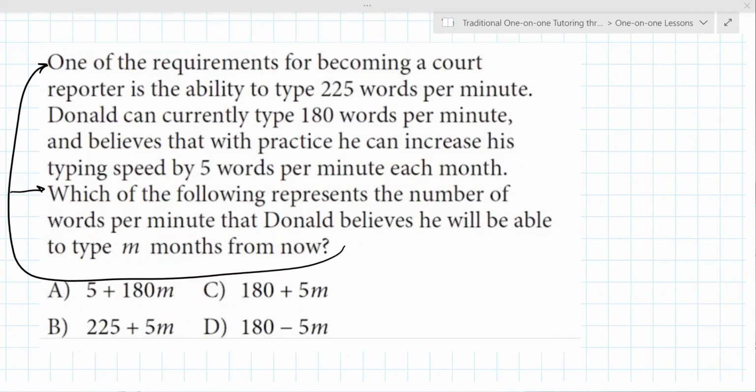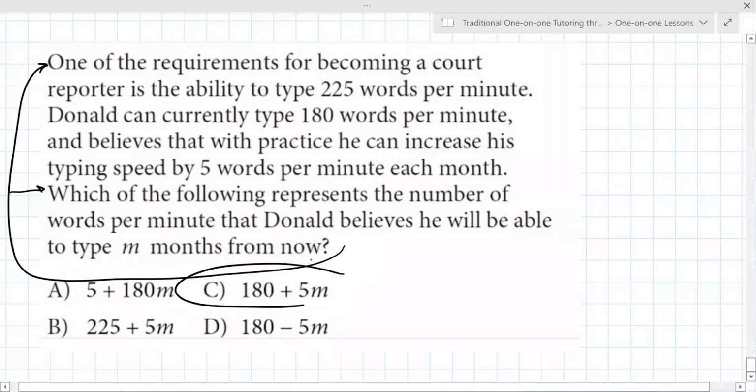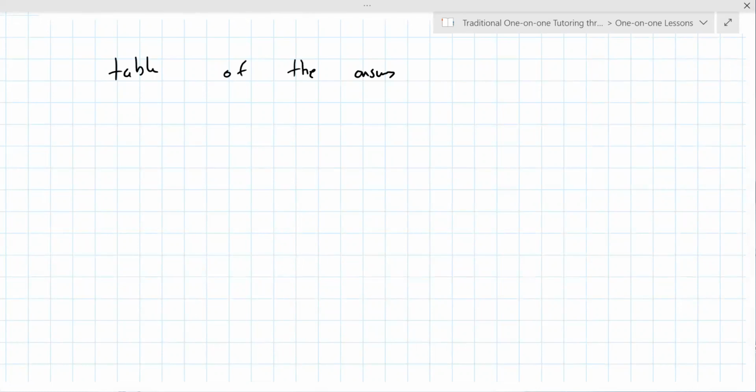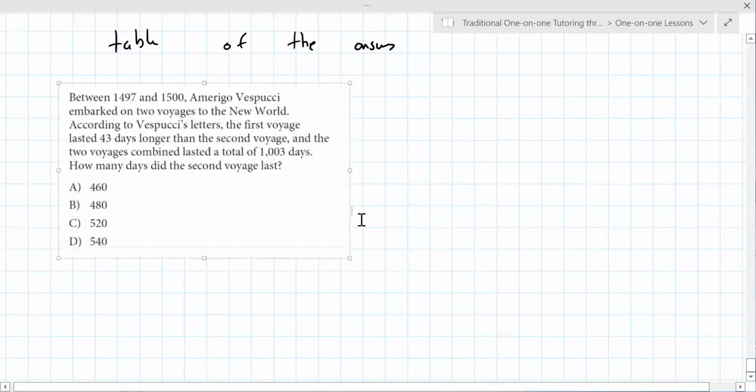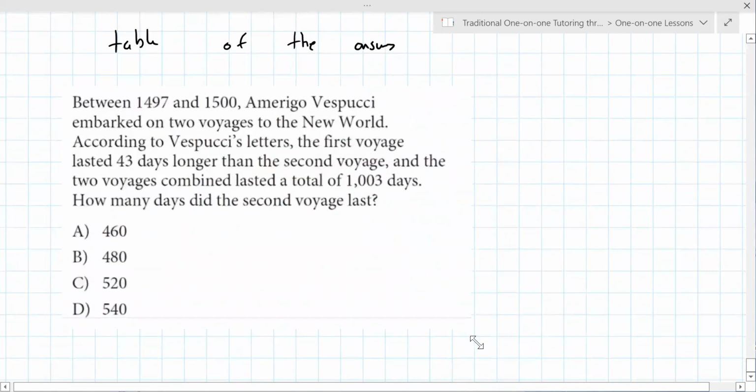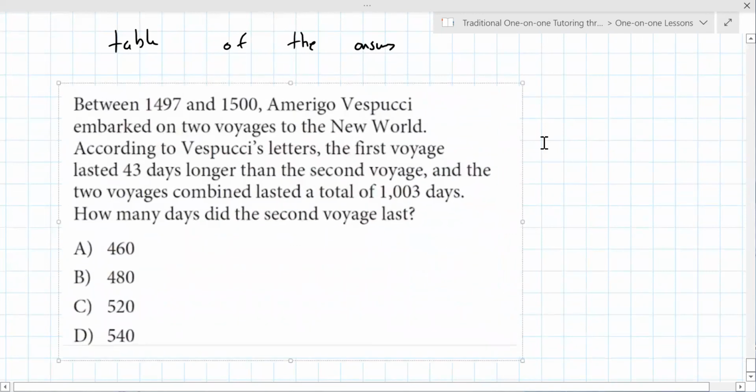Letter C. Yes, that's also correct. Very good. All right, so remember last time we talked about making a table of the answers? When we did that though, usually you had the equations, and in these problems we're going to look at, you are not going to have the equations, so you're going to have to do a little bit of manipulation to be able to get them. But I've got at least two problems here that we can do with a table.